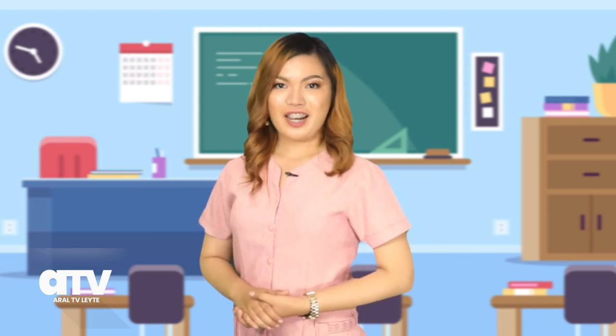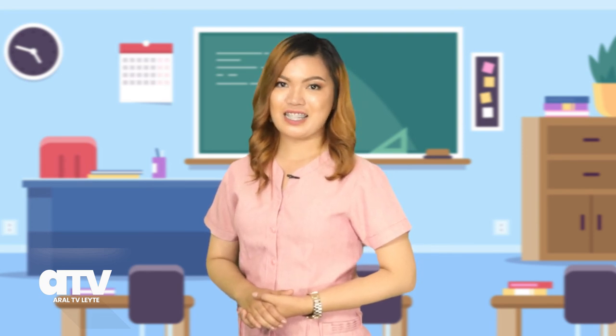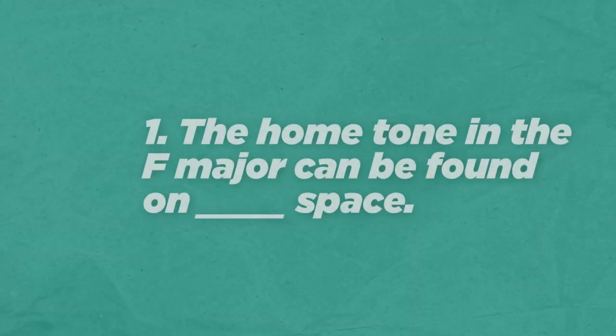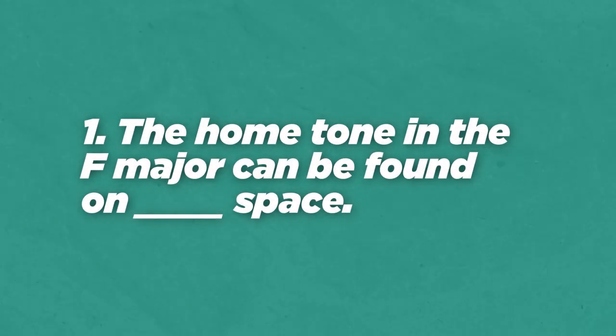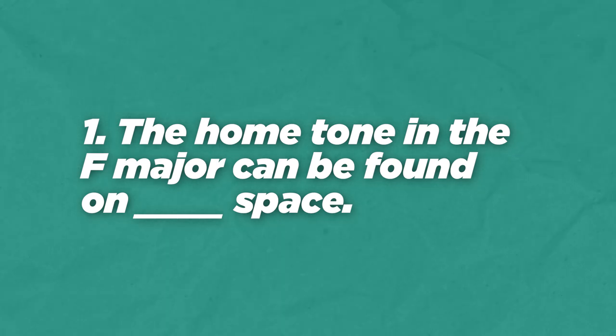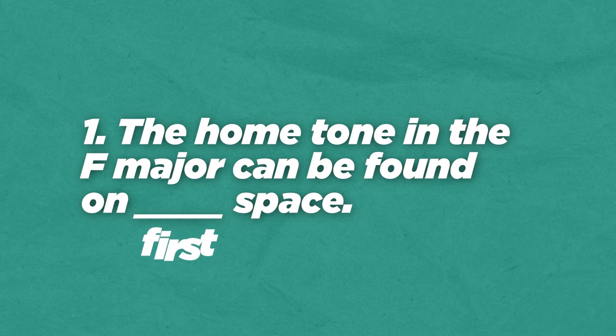Now, let us check how far you have learned. I will show you incomplete sentences. Supply the missing word to complete them. Here is number one. The home tone in the F major can be found on blank space. The correct answer is first.